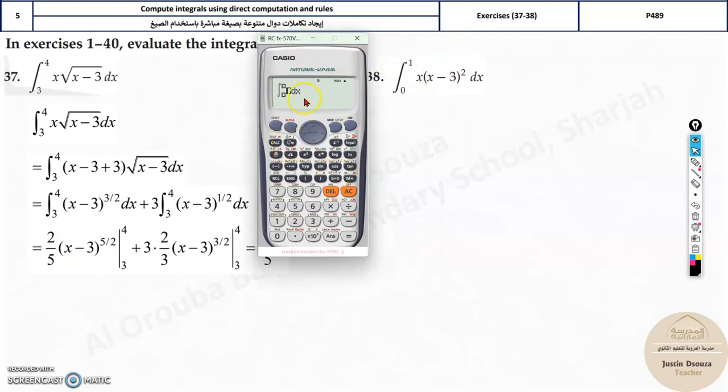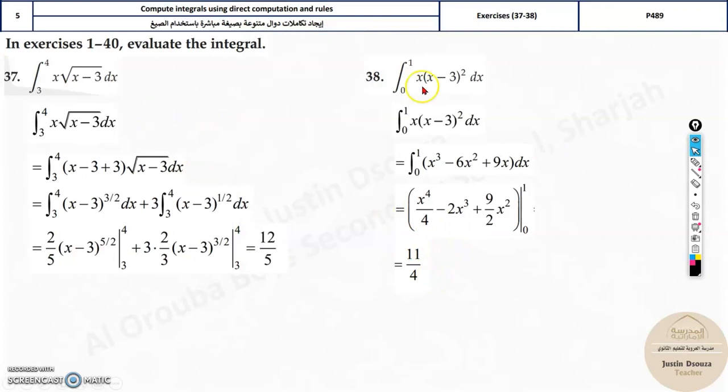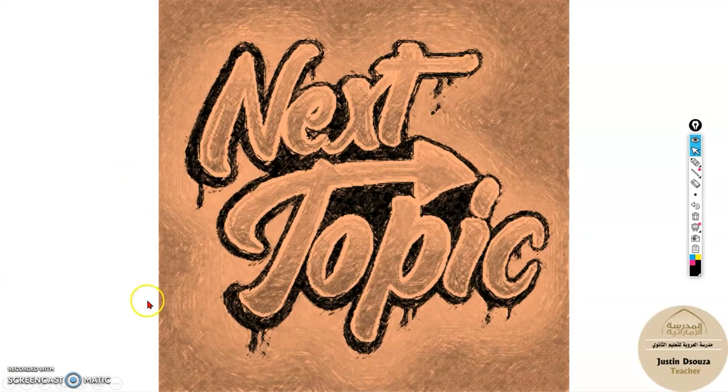Same way over here, just use the definite integral symbol and type the values. X times x minus 3, the whole square, and the definite integral starts from 0 to 1 plus equal to, and the answer is 11 by 4. Here it's in fraction form. So this is how you can easily solve definite integral problems. In the next video, we will solve the 6th topic.